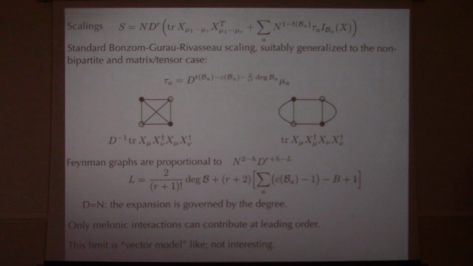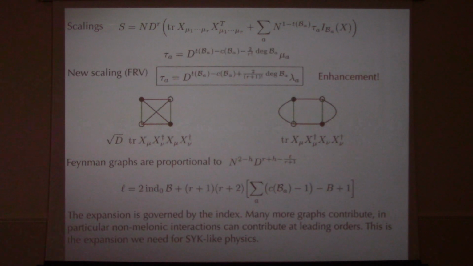These graphs look very much like vector models. It's nice to see that you can generalize to tensors. That's a non-trivial statement. But the physics is very similar to the vector models. What we need for the modern results is different. And this is the new scaling that we have introduced this summer to do the full theory. And it works as follows. So this was the old Bonzom, Gurau, Rivasseau scaling.